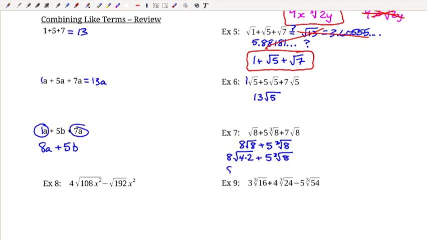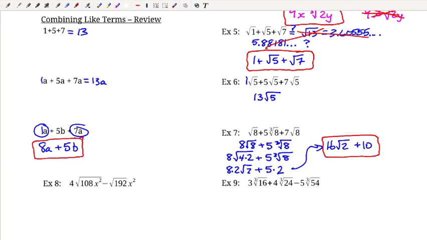So the first one ends up 8 times root 4 is 2, root 2, and this is going to be 5 times cube root of 8, which also happens to be 2. I'll bring it up here because I ran out of space. 8 times 2 is 16, root 2, and 5 times 2 is 10. And that's it. Can't combine them because this one has a root 2, this one does not have a root 2. They are not like terms. That's your final answer. Stop there. Just like 8a and 5b was my final answer. Couldn't do any more with that.